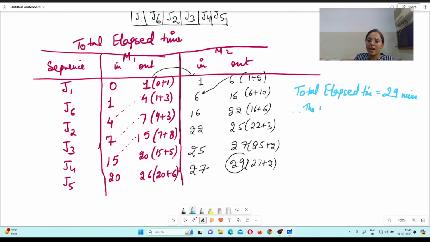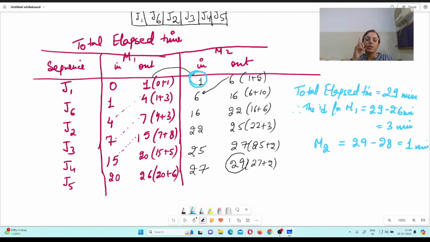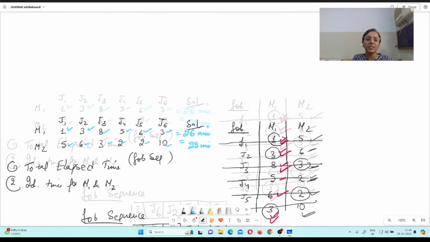Therefore, the idle time for machine 1 will be total elapsed time, that is 29 minus 26 minutes. Therefore, the idle time will be 3 minutes for machine 1 and the idle time for machine 2 will be 29 minus 28, that will be 1 minute. As is seen from here also, when the machine 1 is processing their work, the machine 2 has to remain idle for 1 minute. So this is the way we will be able to find out the answer to the question given over here.